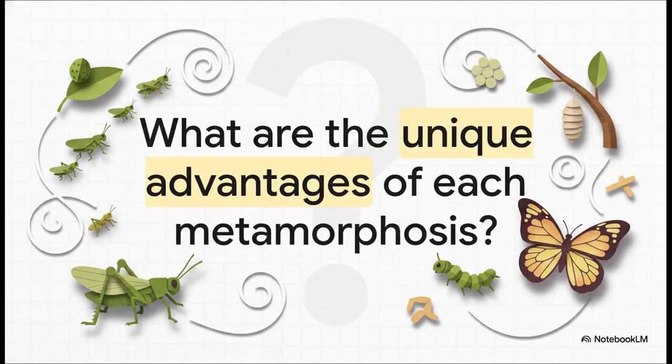To wrap up this explainer, I really want to leave you with a fascinating question to ponder. Why did nature engineer two distinctly different paths? What unique evolutionary advantages might each type of metamorphosis hold for an insect's survival? Think about competition for food, vulnerability to predators, and the sheer energy required to transform. Which path would you choose if you were designing an unstoppable organism? Take that thought with you and keep exploring the incredible biological machinery all around us.